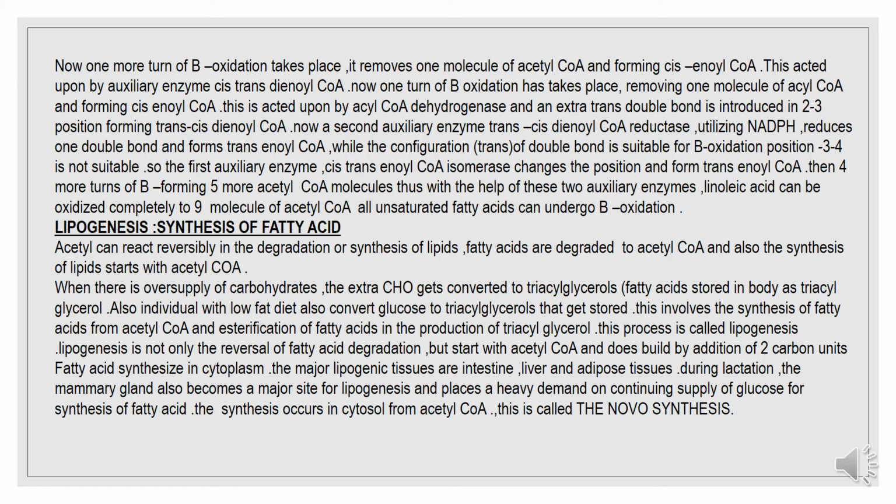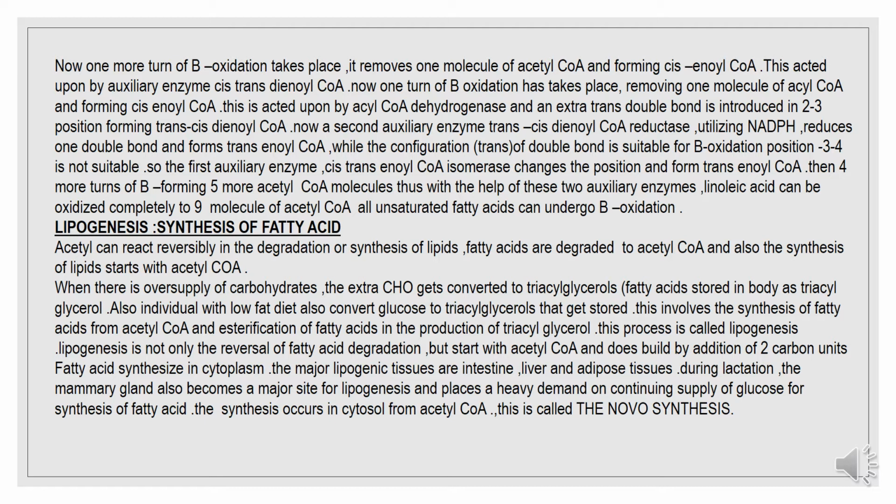Also, individuals on a low fat diet also convert glucose to triacylglycerols that get stored. This involves the synthesis of fatty acids from acetyl coenzyme A, and esterification of fatty acid in the production of triacylglycerol. This process is called lipogenesis. Lipogenesis is not only the reversal of fatty acid degradation, but it also starts with acetyl coenzyme A and builds by addition of 2 carbon units.